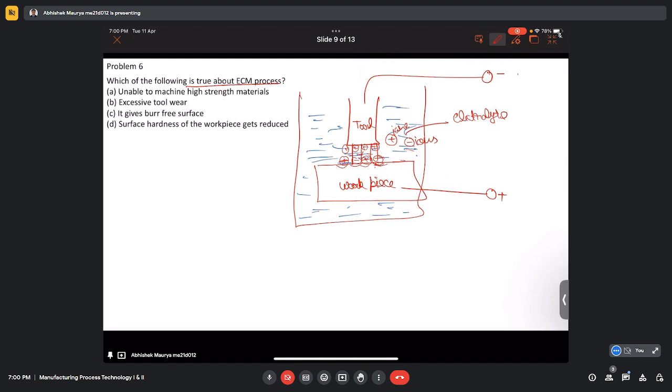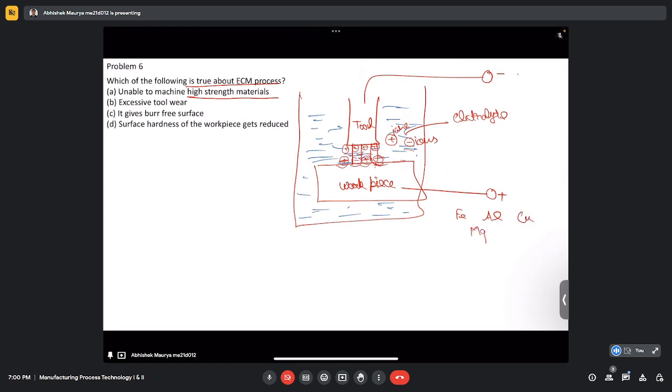Therefore, the first option which we see: high strength material. As long as the workpiece is electrically conductive, we can definitely machine it by electrochemical machining process. Whether the material is iron, aluminum, copper, or magnesium, whatever material we take, iron has higher strength, aluminum has low strength, copper has medium strength.